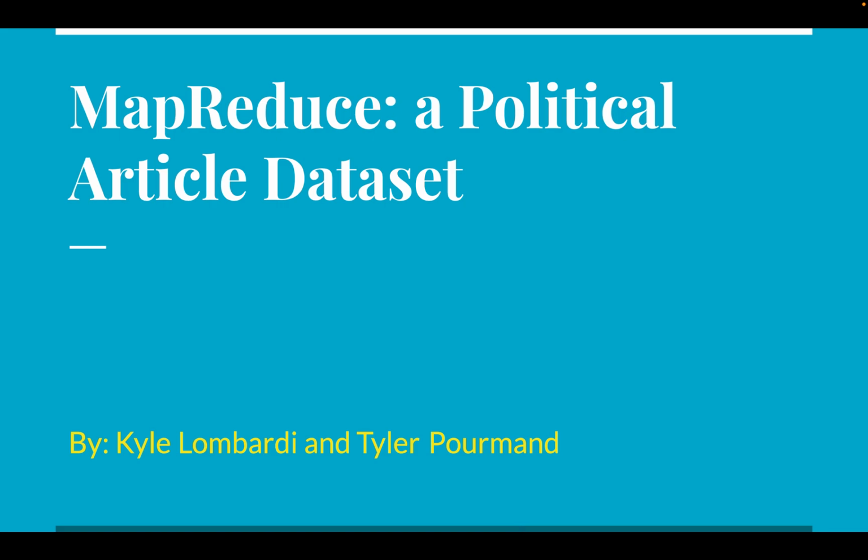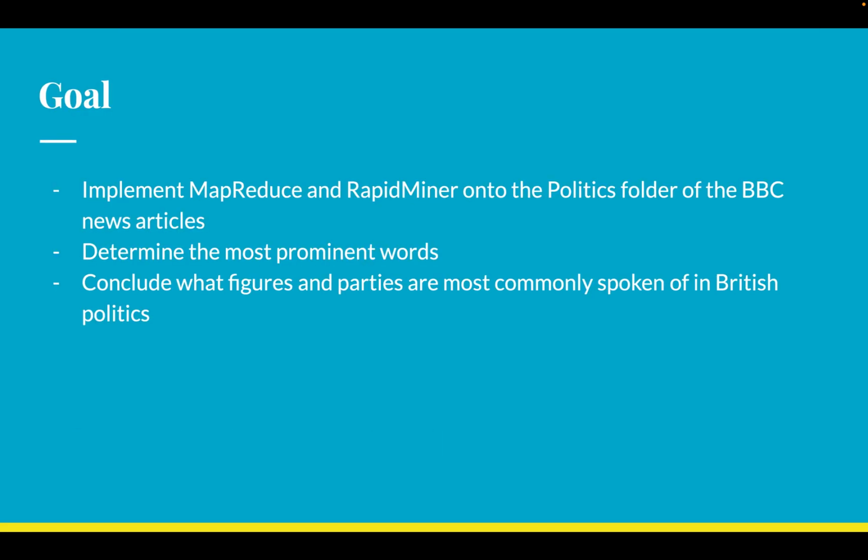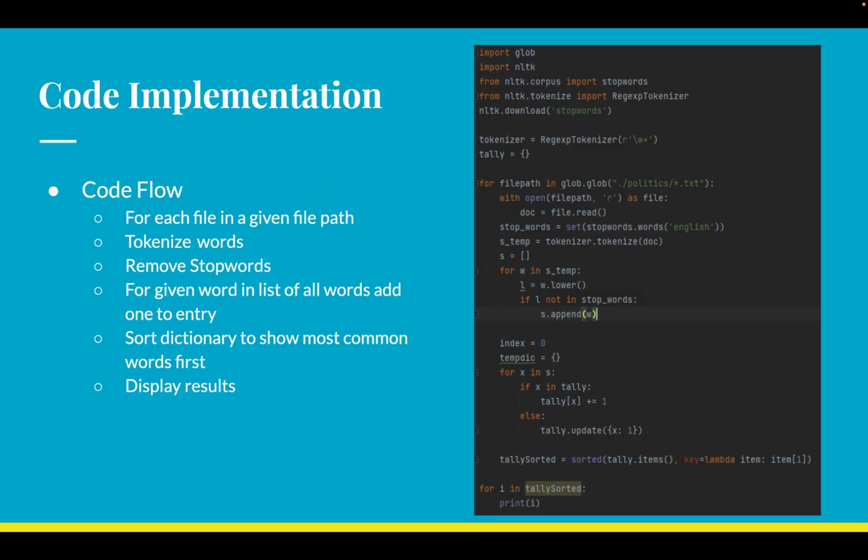This is our project on MapReduce on a political article dataset. The goal of our project is to implement MapReduce and RapidMiner onto the politics folder of the BBC news articles. From there, we want to determine the most prominent political words, figures, and terms. And from there, we want to find what terms and figures of parties you would most commonly find within British political news. I will be covering our code implementation.